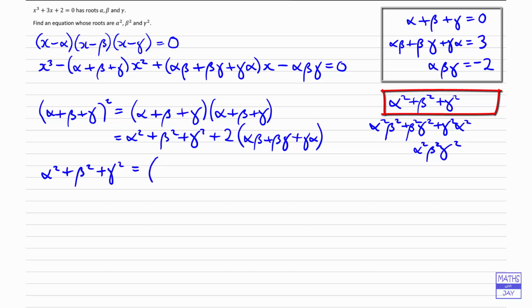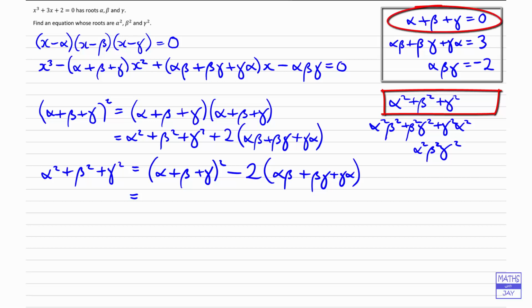So that will be equal to (alpha plus beta plus gamma) all squared, subtract 2 times (alpha beta plus beta gamma plus gamma alpha). So we're subtracting 2 times (alpha beta plus beta gamma plus gamma alpha) from both sides. And now we can substitute in the values that we know. We know that alpha plus beta plus gamma is 0, so that will be 0 squared, which is 0. And then we've got minus 2 times (alpha beta plus beta gamma plus gamma alpha), which is 3. So that's equal to minus 6. So we have found this.